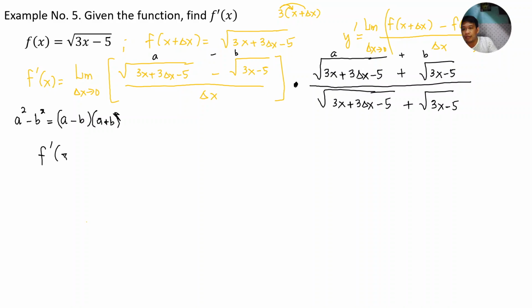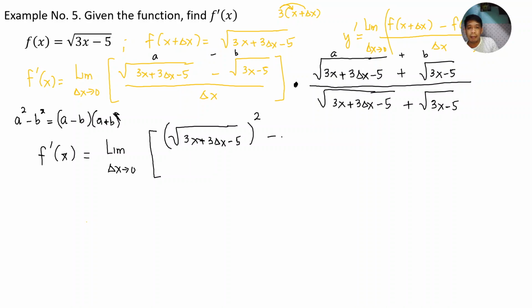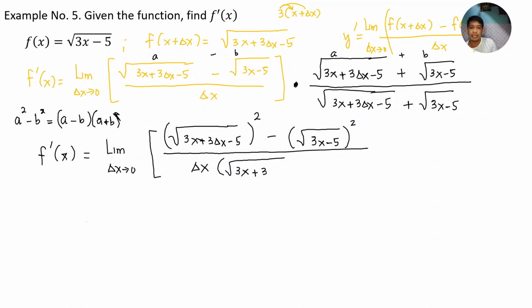So this gives us f prime of x is equal now to limit as delta x approaches 0 of the square root of 3x plus 3 delta x minus 5 squared minus square root of 3x minus 5 squared, because the product of a minus b and a plus b is square of first minus square of second, all over the denominator delta x multiplied by what we multiplied earlier, the conjugate. 3x, 3 delta x minus 5 plus square root of 3x minus 5.